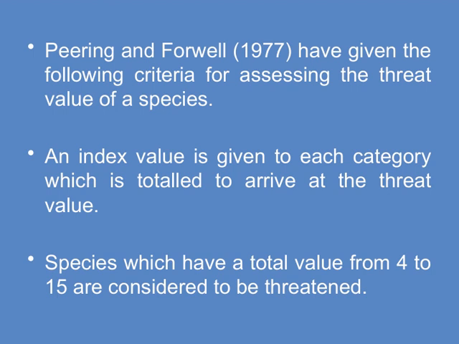The key idea here is that the total threat value gives us a clear picture of how at risk a species is. If the total score falls between 4 and 15, that species is considered to be threatened. This method provides a systematic, quantifiable way to identify species that need conservation attention. By understanding and applying these criteria, we can better prioritize our efforts and resources to protect those species most at risk, aligning with the overall goal of biodiversity conservation.